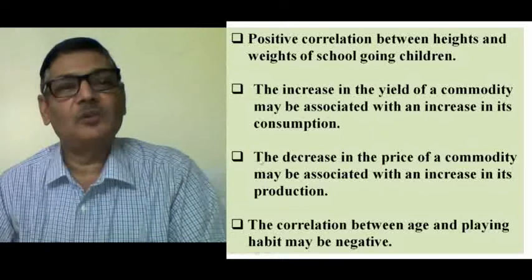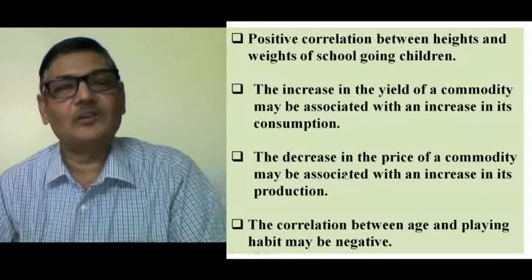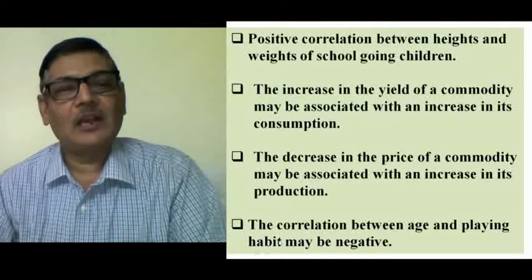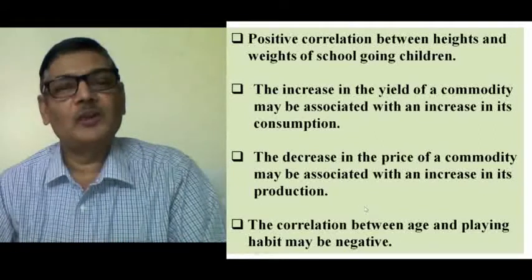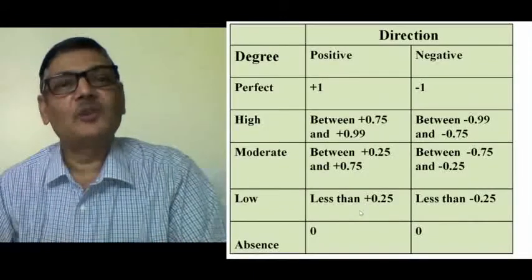The third example: the decrease in the price of a commodity may be associated with an increase in its production. So there will be negative correlation. And the correlation between age and playing habit may be negative. That is, with increasing age, the interest in playing goes on diminishing. So these are some of the examples which could be used to understand the relationship between two events which are related to each other.